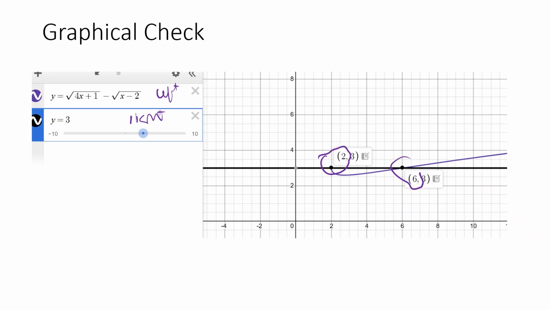and I can see that I actually have 2 points of intersection. So a lot of times students will ask, well, is it true that if I get 2 answers, one of them will always check? No, sometimes they could both check. So there you go. In this case, both the 2 and the 6 check. And you could do that algebraically as well, just to see what would happen.